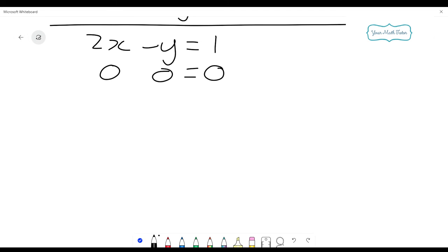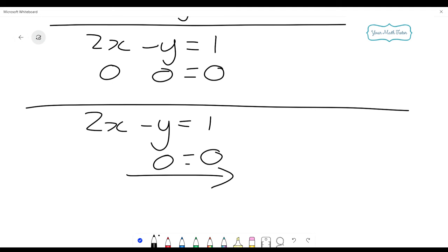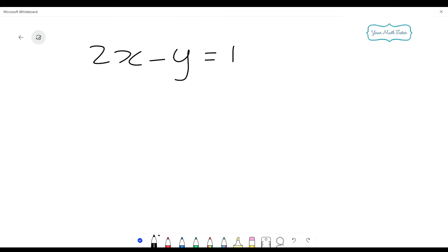So our resulting system looks as such. 2x minus y is equal to 1, and then 0 is equal to 0. In this case, there are no restrictions on x and y. So equation 2 does not impose any restrictions on x and y. So we can go forward to solve using equation 1. This is the resulting equation that we have left.